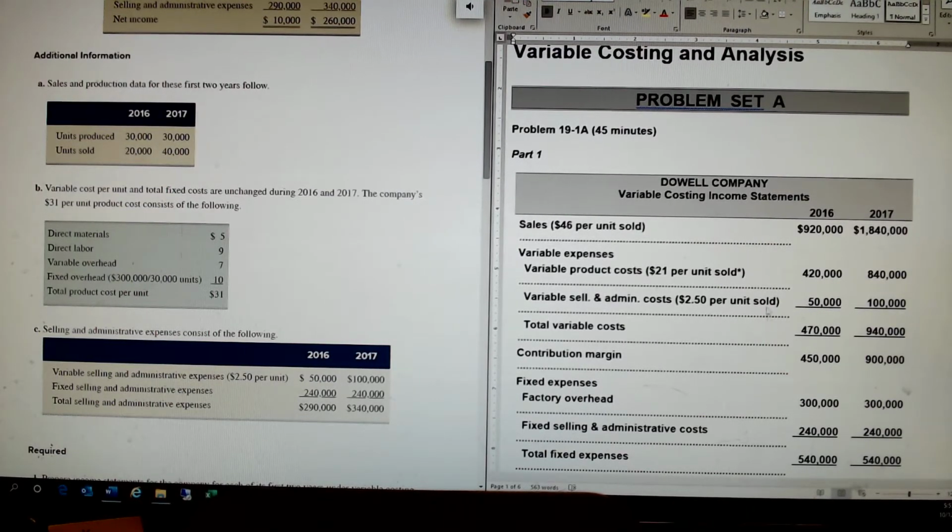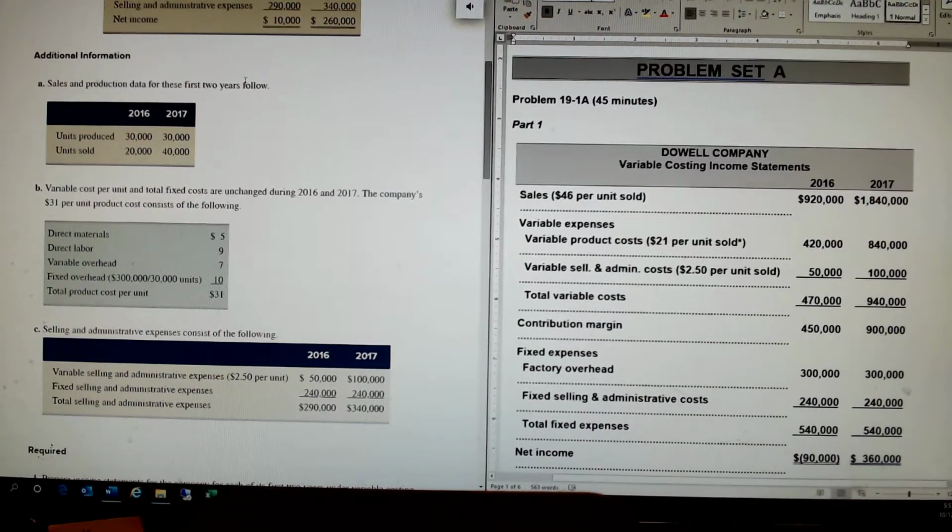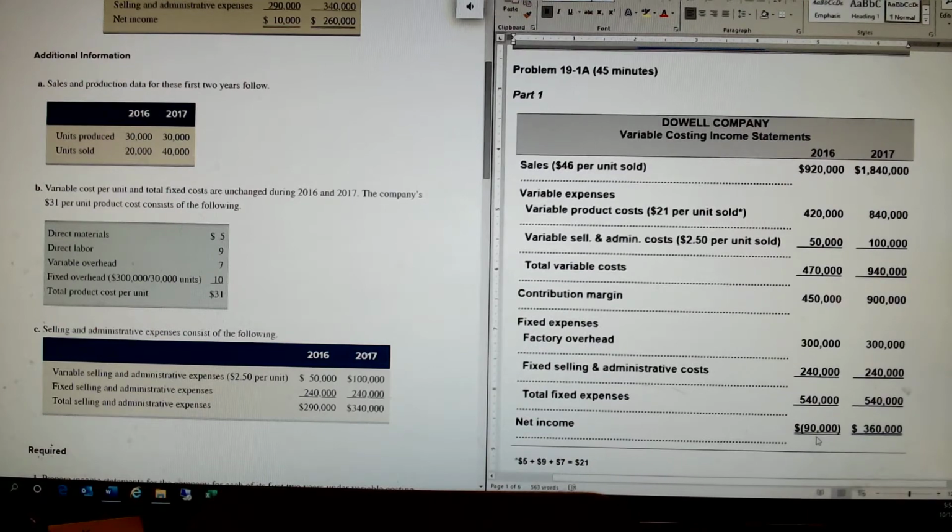and then the sales minus those variable costs is your contribution margin, minus your fixed factory overhead, which is how much? 300,000, and fixed selling and administrative, 240,000. Gives you net income negative $90,000.